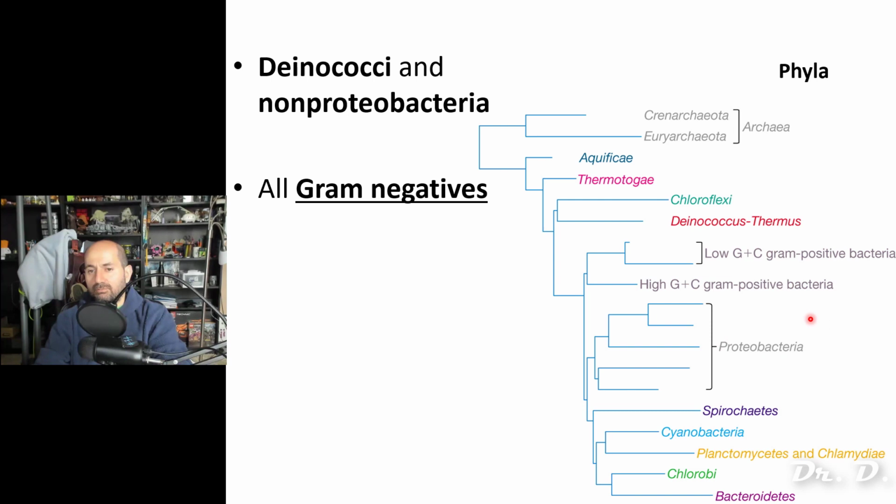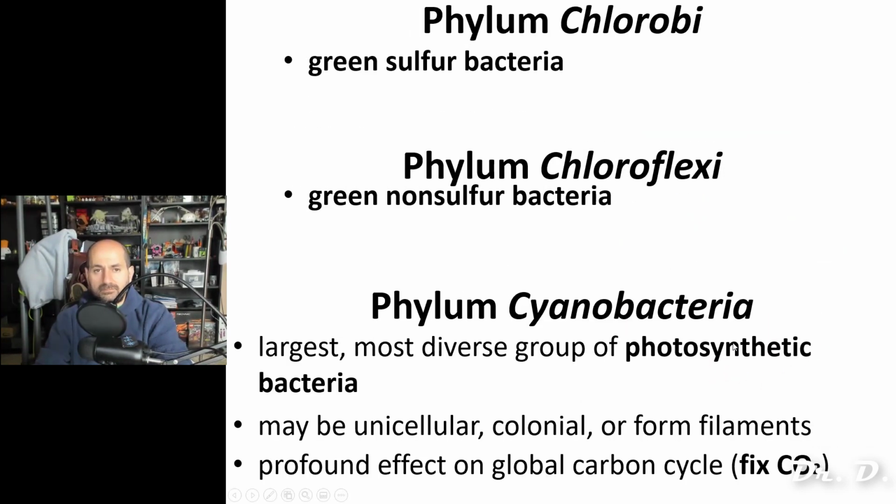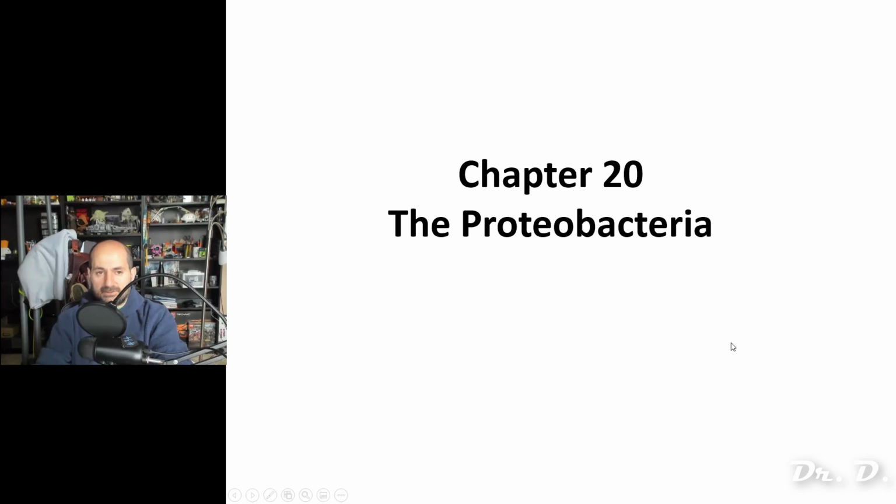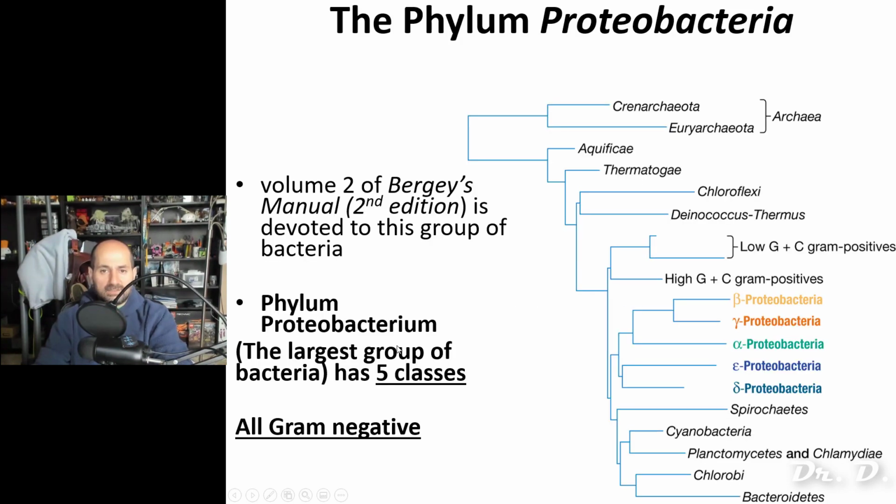We're going to talk about the Proteobacteria, the phylum Proteobacteria. And by the way, these are gram negatives as well. So that's where we're at now. Chapter 20, the Proteobacteria. The Proteobacteria include beta Proteobacteria, gamma Proteobacteria, alpha, epsilon, delta Proteobacteria. These are all Proteobacteria classes.